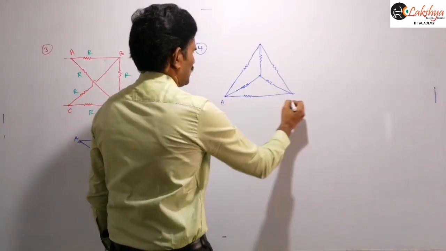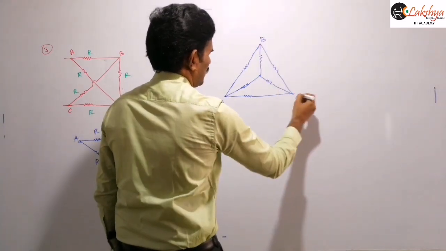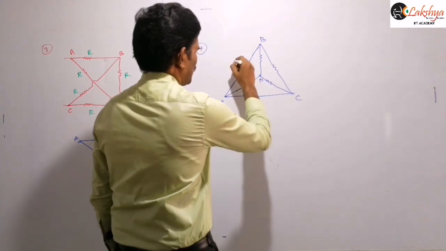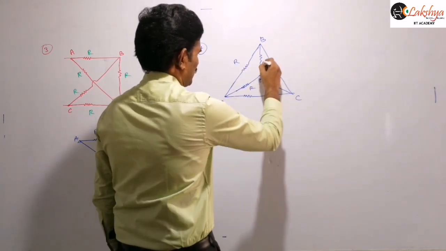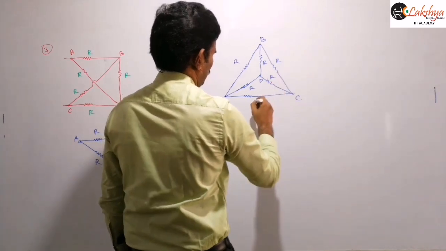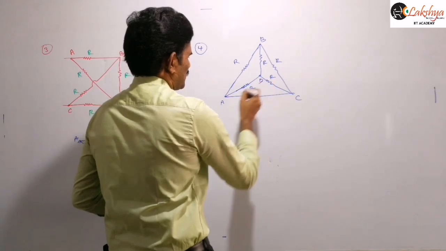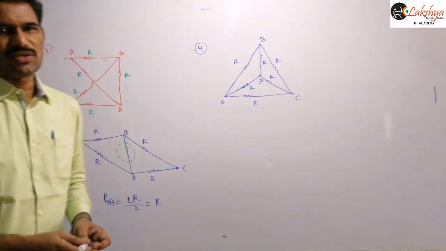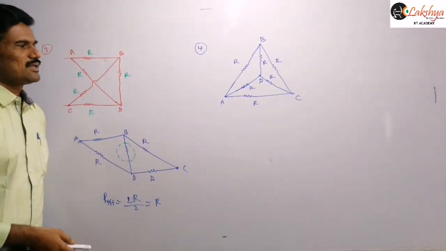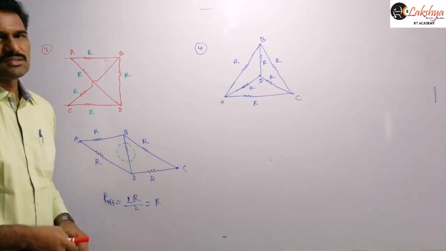So this is A, B, C, and this is the point D I am taking here. All are identical resistors shown, right? All are identical resistors only. So here also we need to find the effective resistance between A and C.